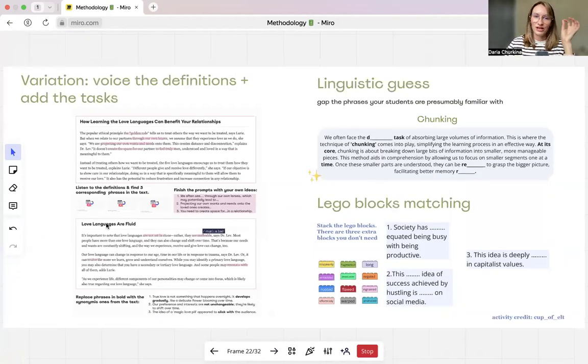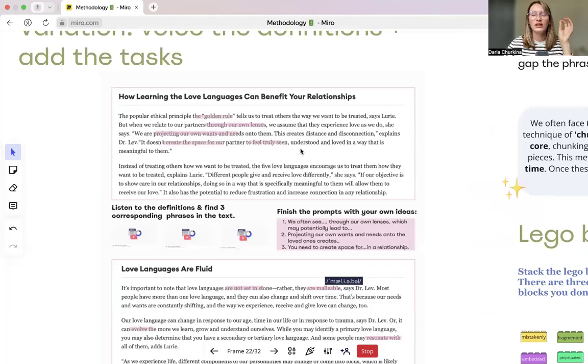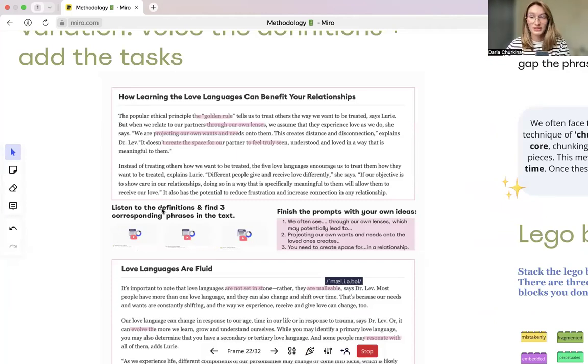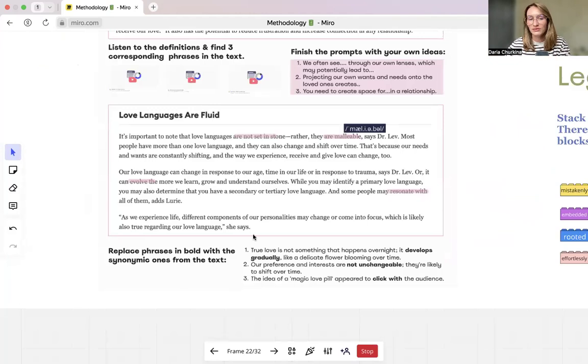Okay, and another variation. Again, you see, we had a bite-sized lesson. We also read the text, just paragraphs from the text, and then students had to listen to the definitions. So I voiced them. And if you are curious, I can give you the AI tool that you can use to voice definitions or anything that you want to voice. So they had to listen to the definitions, then find these definitions in the text, and then again finish the prompts. Or here they had to replace phrases in bold with synonymous ones from the text.